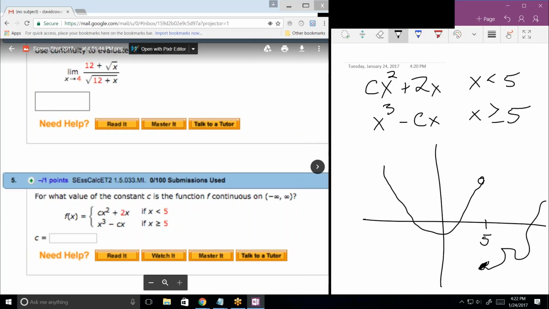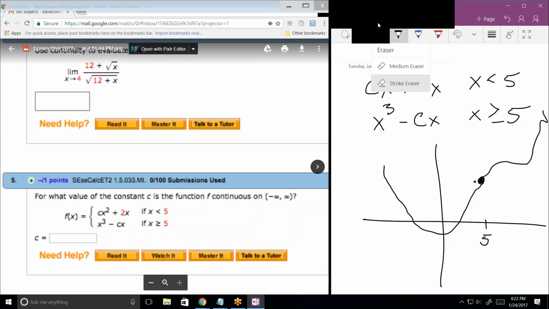What would make it continuous? If it extended from 5? Yeah, in other words, if the cubic does that, and it's a closed dot because that's greater than or equal to 5, now I can draw the entire function without lifting my pencil. That's what continuity is. So it's only going to be continuous if at 5 they're equal to one another.